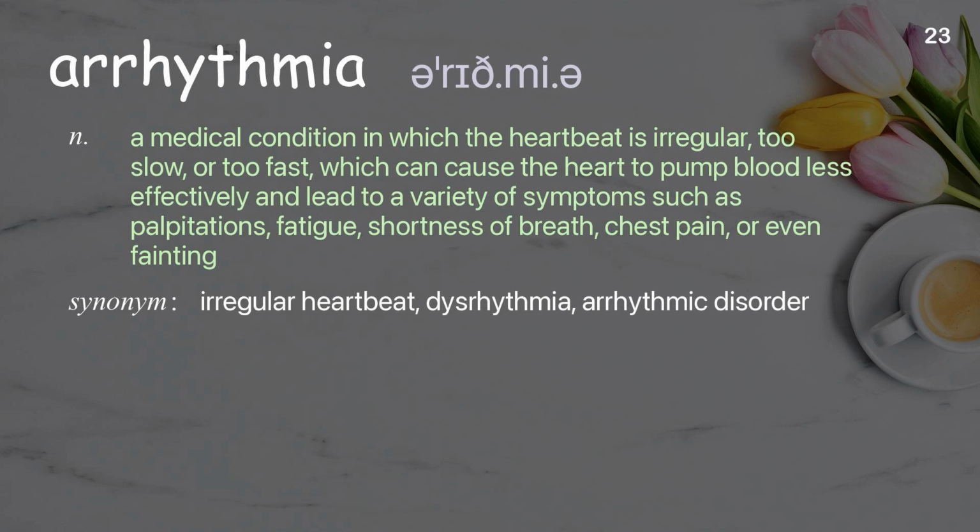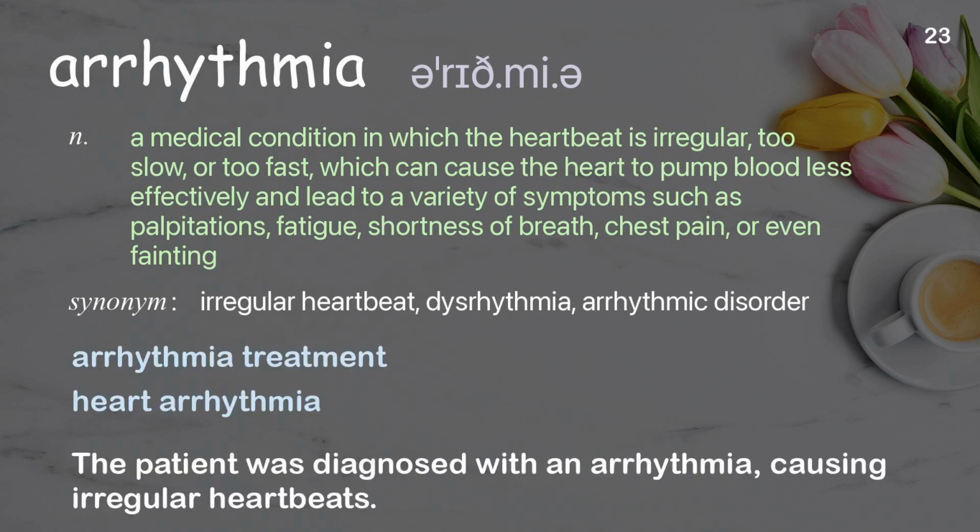Arrhythmia. A medical condition in which the heartbeat is irregular, too slow, or too fast, which can cause the heart to pump blood less effectively and lead to a variety of symptoms such as palpitations, fatigue, shortness of breath, chest pain, or even fainting. Examples: Arrhythmia treatment. Heart arrhythmia. The patient was diagnosed with an arrhythmia, causing irregular heartbeats.